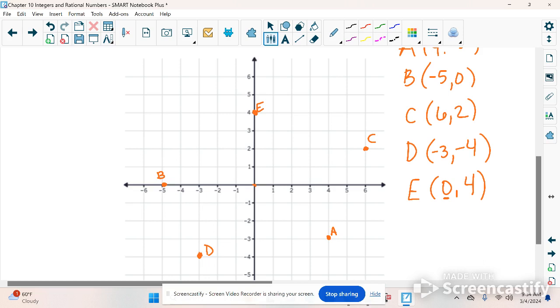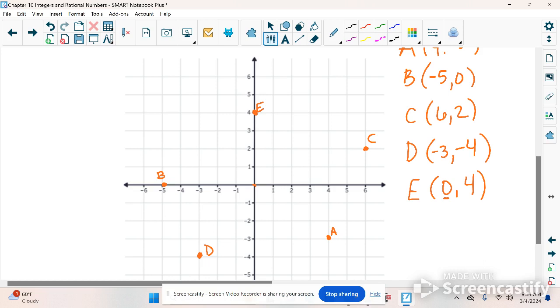So, letter C. What quadrant? How would you describe where point C is at? I would say 6. Sideways. What quadrant is it in? What is quadrant? Quadrant 1. Positive. Alright. What quadrant is point D in?